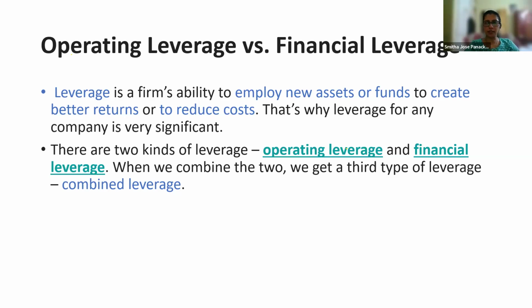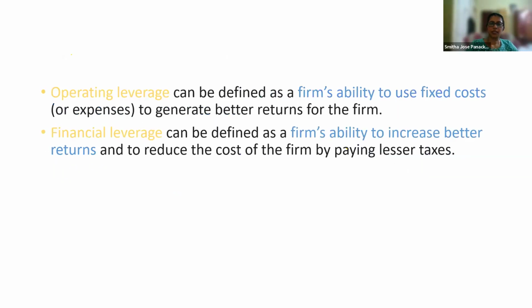And risk can happen due to the operating environment of the company as well as the financing pattern. That is why we discuss leverage here. And leverage, we can have two types, operating leverage and financial leverage. And in combination, we can call operating leverage and financial leverage together combined leverage. Okay, let us differentiate operating leverage and financial leverage. Operating leverage can be defined as a firm's ability to use fixed cost or expenses to generate better returns.